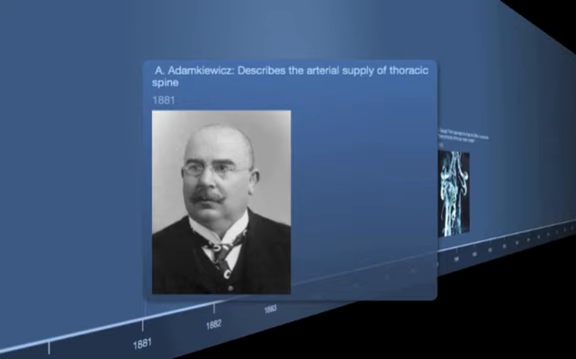But probably one of the most remembered physicians that contributed in the understanding of the anatomy of the spinal cord was Adamkiewicz, who described that famous artery that we all know that irrigates the thoracic portion of the spinal cord, and that becomes the center of the attention for many of the endovascular procedures, and is also very important in other surgical fields like cardiothoracic surgery.